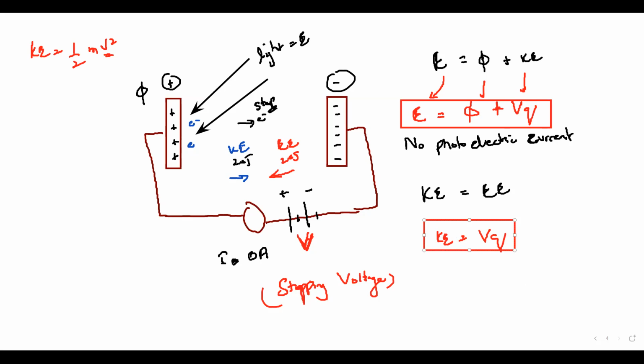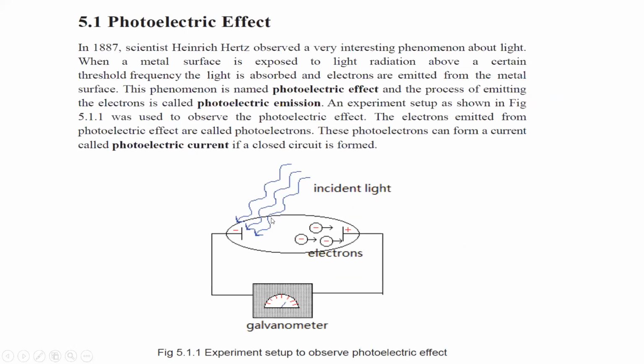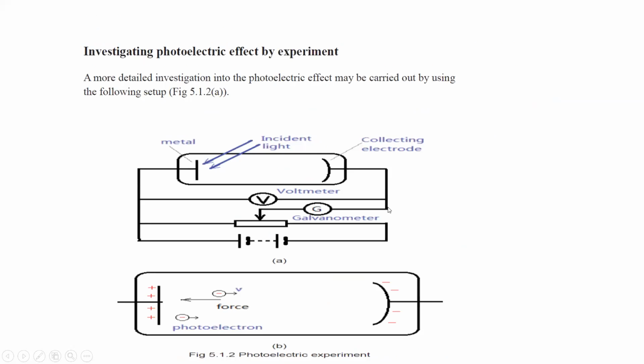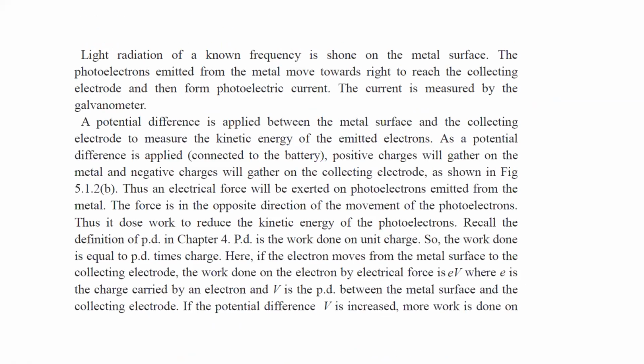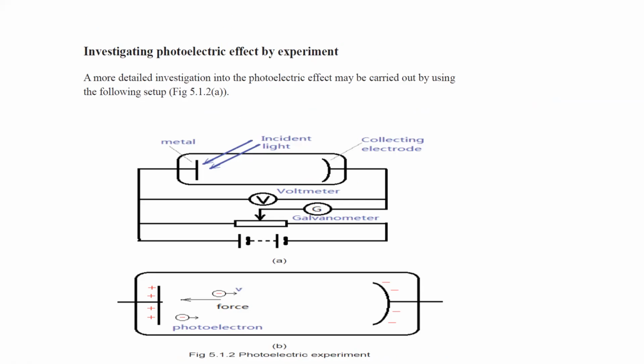So what is the photoelectric effect? When light with a certain energy falls on the metal, electrons move. We call that the photoelectric effect. So you can see here the light is incident. This causes electrons to come out. Electrons will start to move.